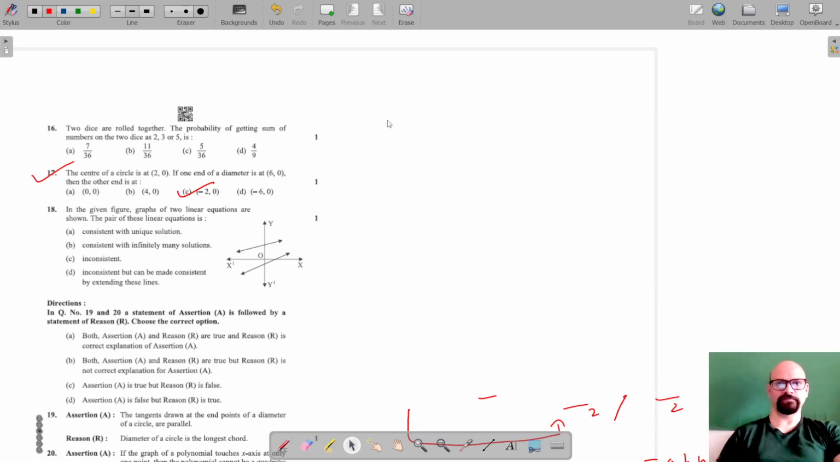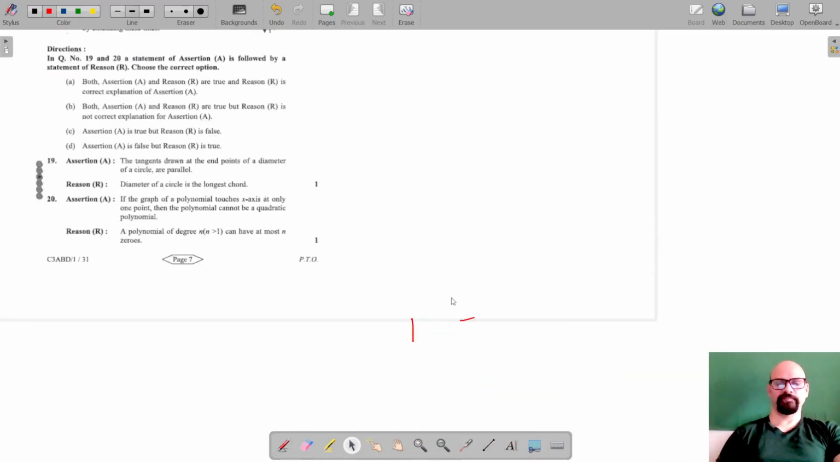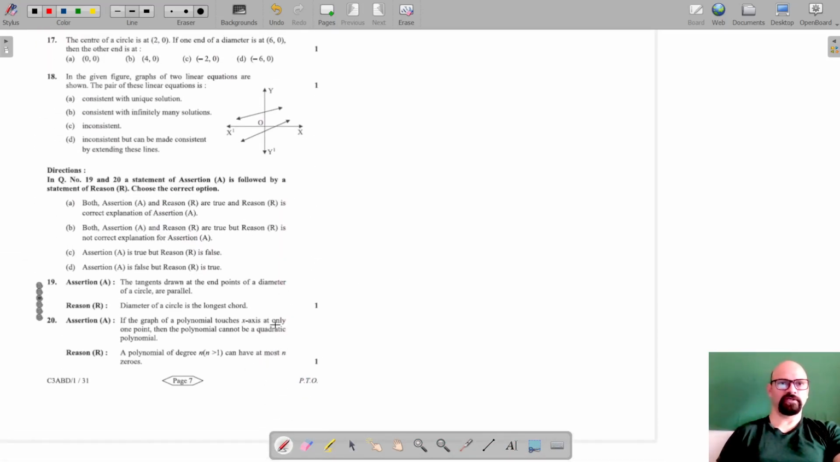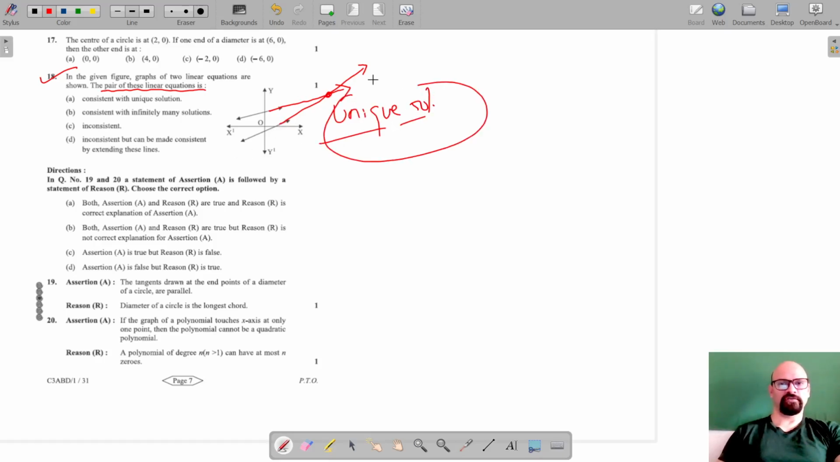Moving on to question number 18. Okay, for question number 18, it's given that in the given figure, the graphs of two linear equations are given, so we have to check the pair of these linear equations. If we produce these lines in this direction, they are going to intersect at some point, because these are not parallel. This means if they intersect, the equations have a unique solution, so these will be consistent. So our option is option A, consistent with unique solution.